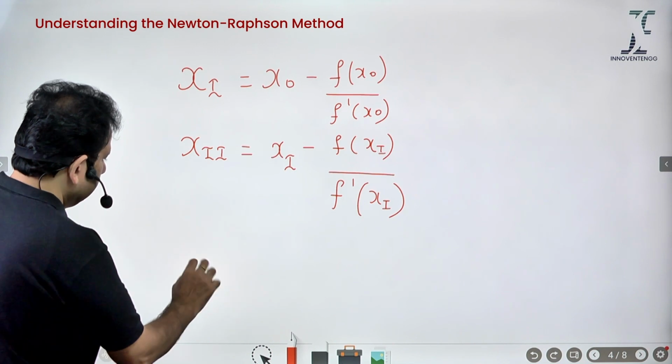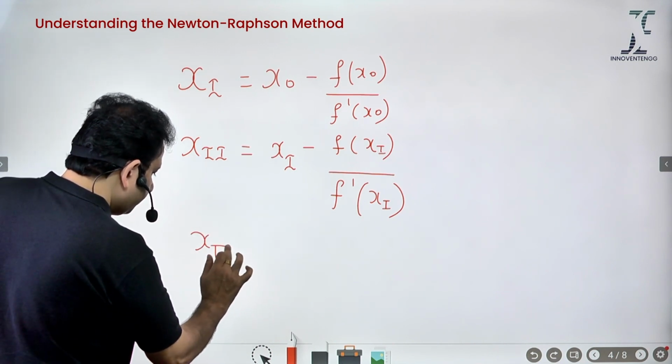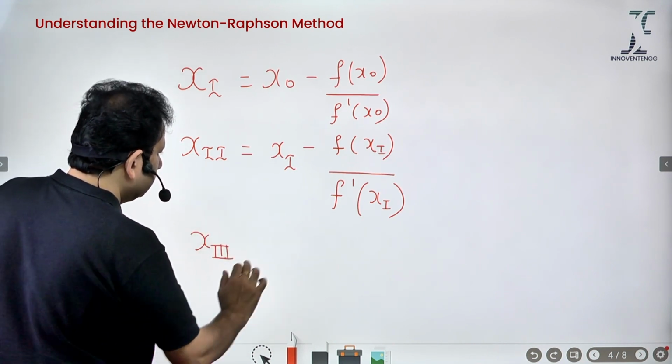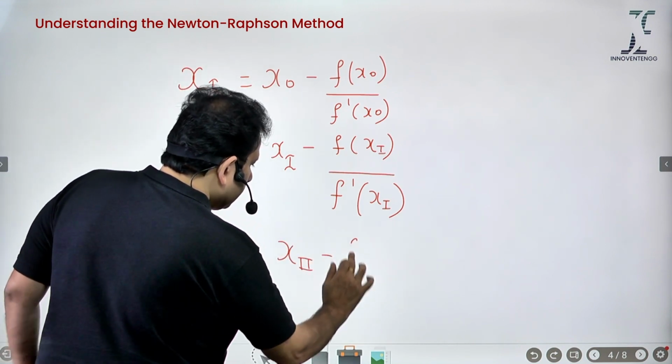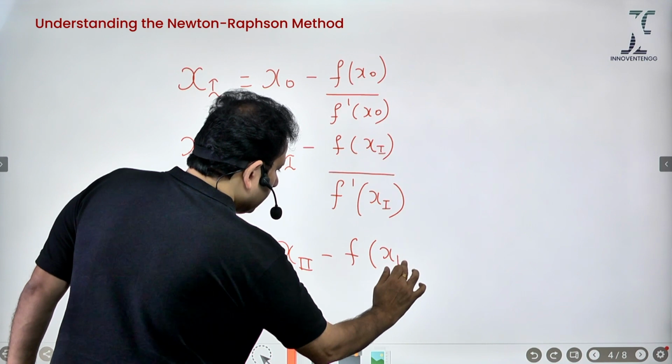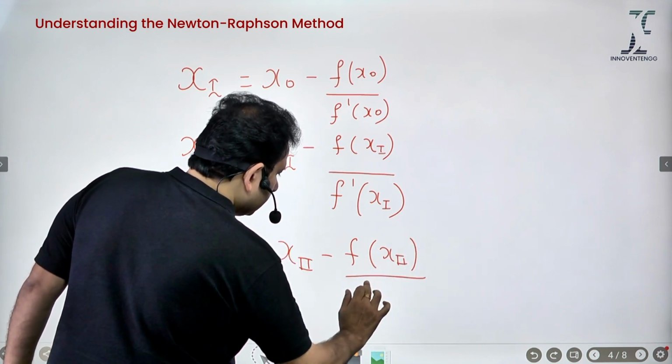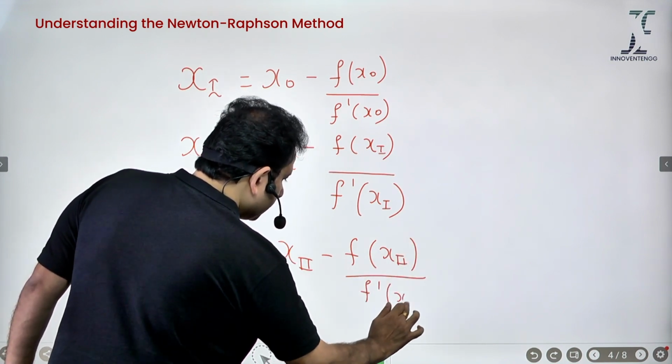If I write my third iterative value, that simply becomes x2 minus f of x2 divided by f dash of x2.